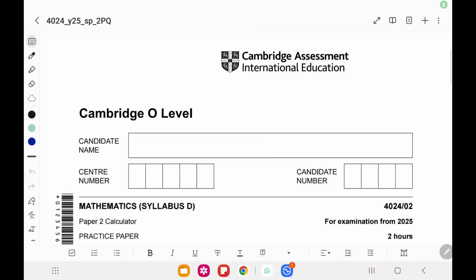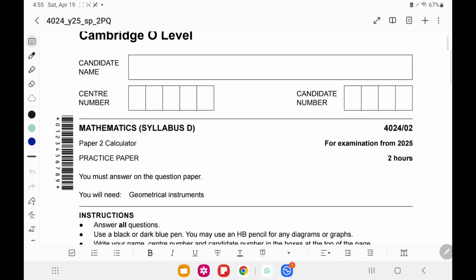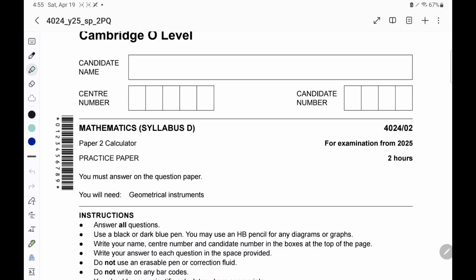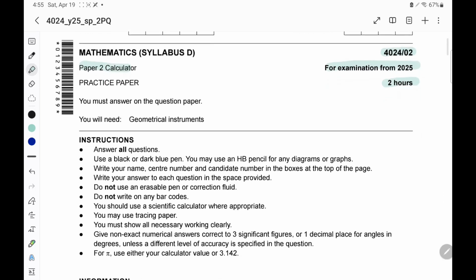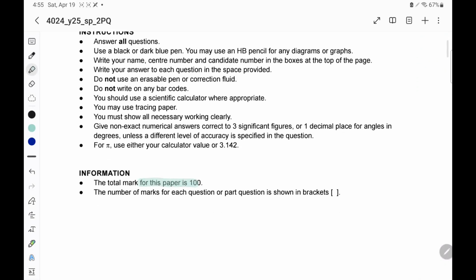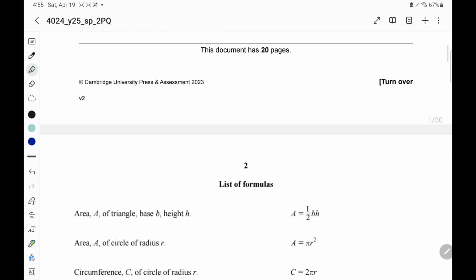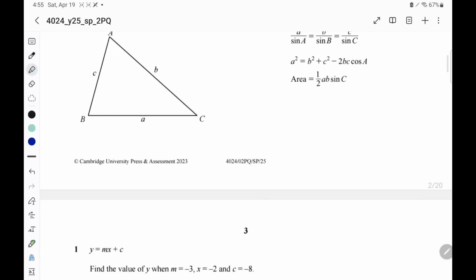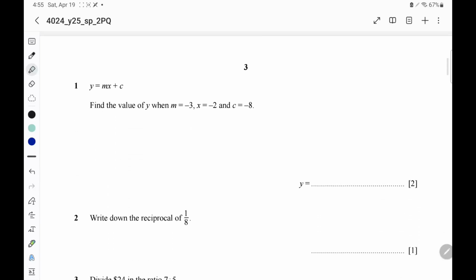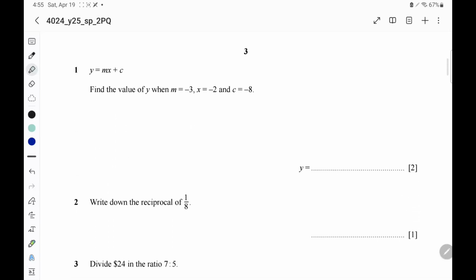Hello everyone. Today we are doing specimen paper and it's a practice paper for paper 2. In this paper, 2025, 4024 is the code, paper 2, and it's of 2 hours. Calculator is allowed and you have to answer all the questions. Marks are 100 and formula sheet will be given in this paper also, so you can help from there. Now let's begin the paper.